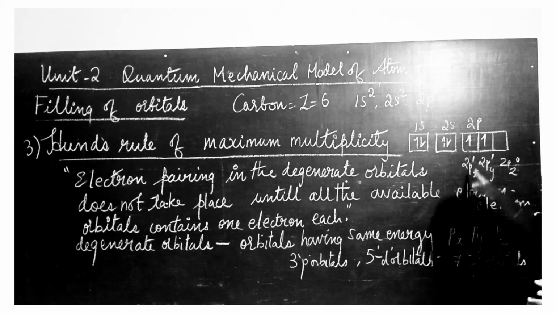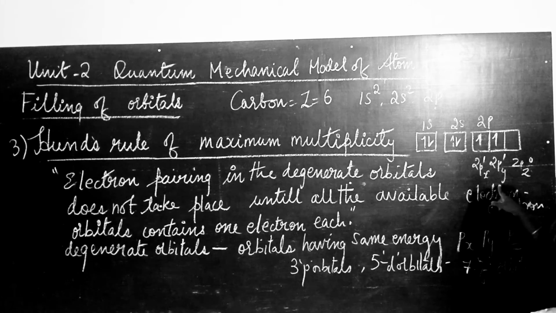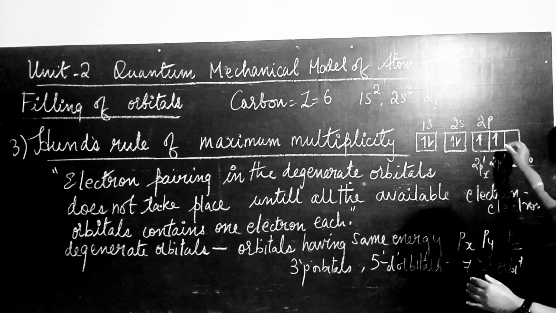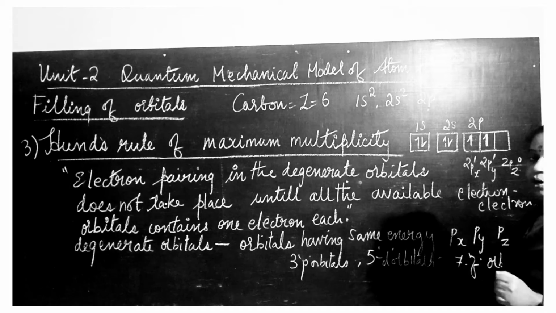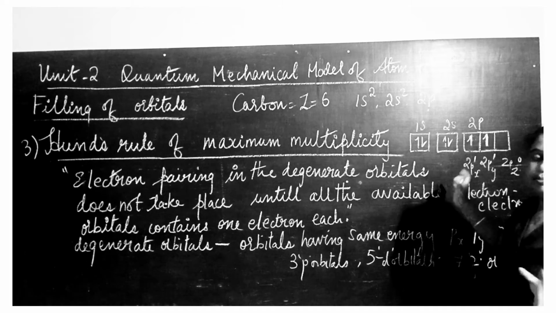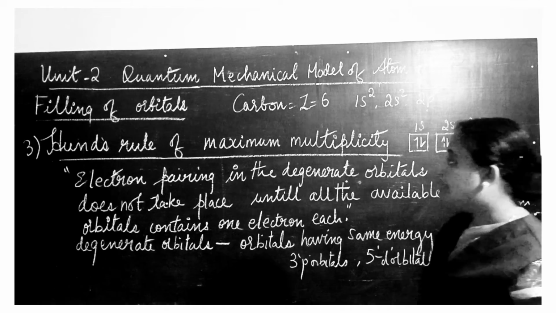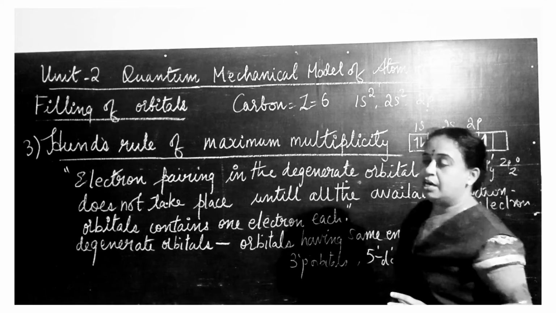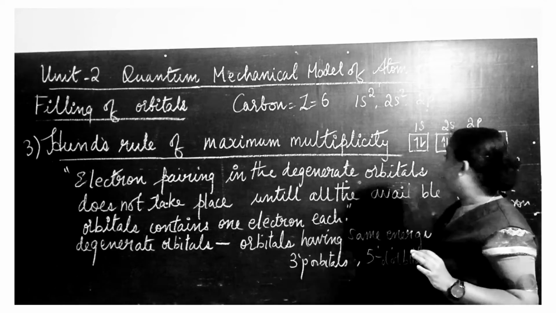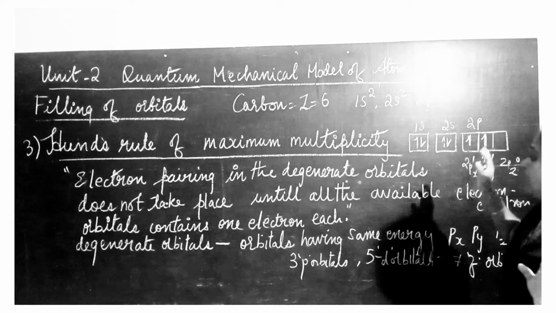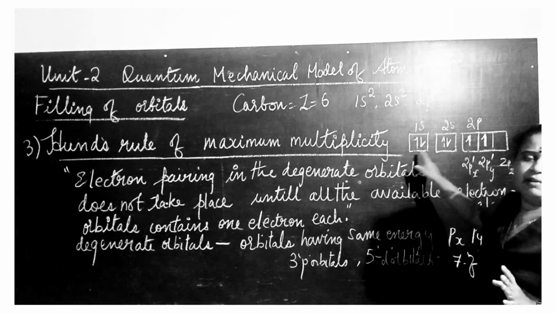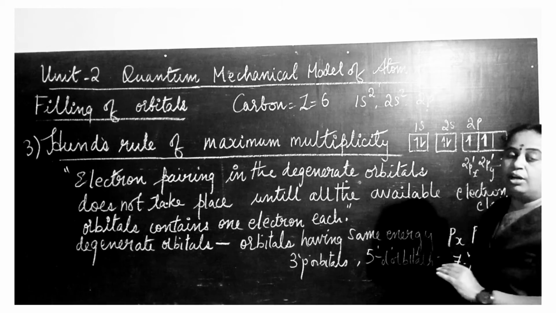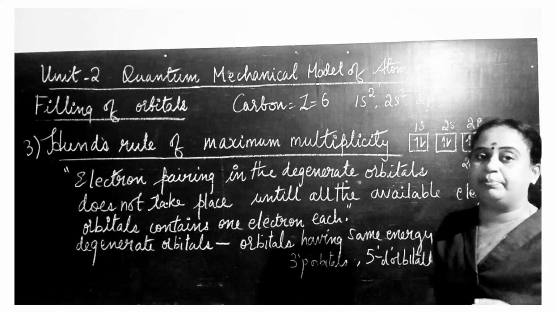Okay. So one electron in the px orbital, another electron in the py orbital, and there is no electron in the pz orbital. This type of filling of electrons is done to avoid the electron repulsion that takes place between the electrons in these orbitals. Right? So this filling of electrons in the degenerate orbital is according to Hund's rule. Hund's rule states that electron pairing in the degenerate orbital does not take place until all the other available orbitals are filled with one electron each. Okay, so this is all about your Hund's rule of maximum multiplicity.